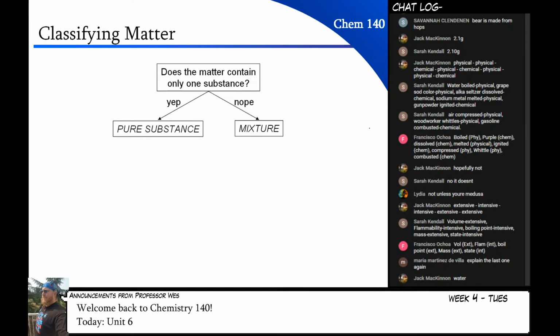All right. So that's what we're going to look at. We're going to look at, is there one substance present? So one formula. If the answer is yes, we're looking at a pure substance. If the answer is no, we're looking at a mixture.